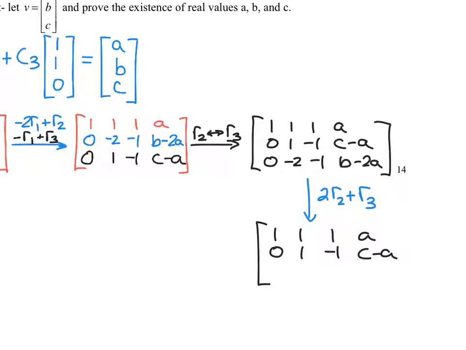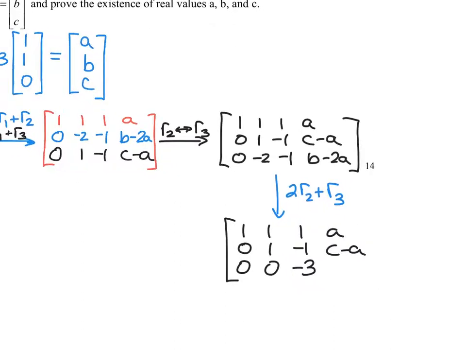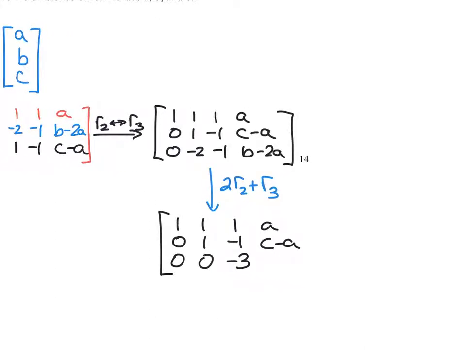All right, so we're looking at 0, 0. If I take 2, multiply it by -1, I'm going to get a -2, plus the -1 that's already there is going to become a -3. Then algebraically, 2 times row 2, so 2 times C minus A, plus B minus 2A.